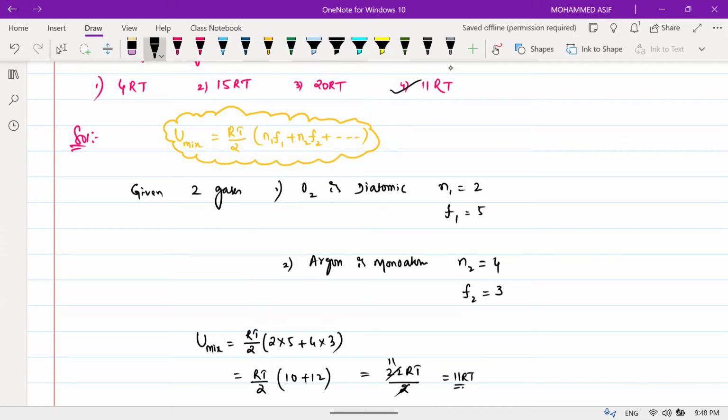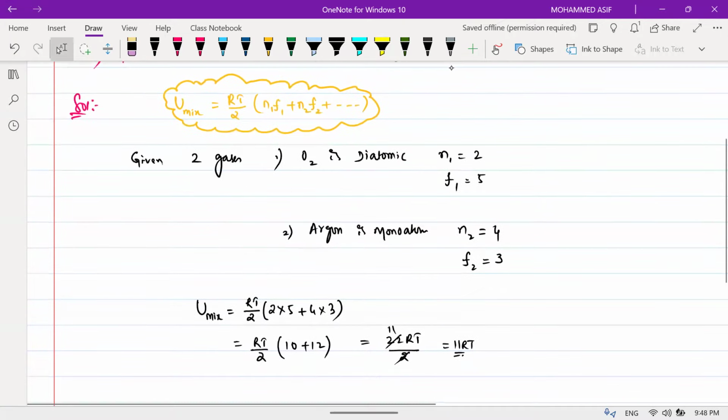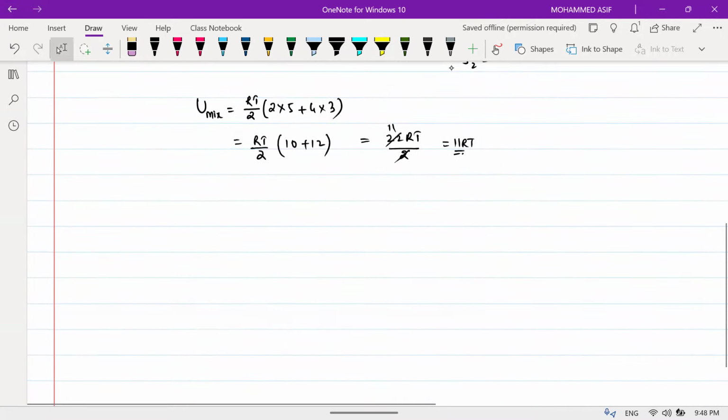Remember the shortcut. Internal energy for the mixture of gases will be equal to RT divided by 2 into N1 F1 plus N2 F2 and so on. Clear? Okay, let's try one more question.